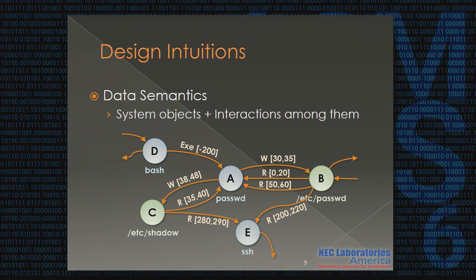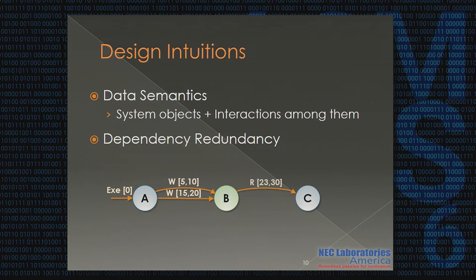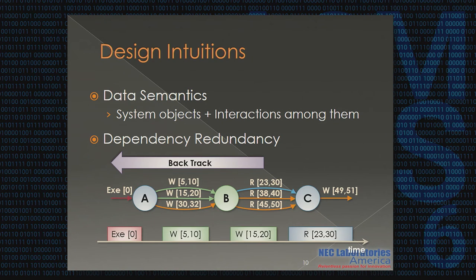dependency network. And with this network of dependency, we observe that there is quite a bit of redundancy. Let's just look at what these are. For these three system objects with all this interaction between them, imagine we're going to try to backtrack this read operation highlighted in blue. We can see this can easily backtrack to the write operation which happened before it, as well as the exec operation. And let's draw them on the timeline.